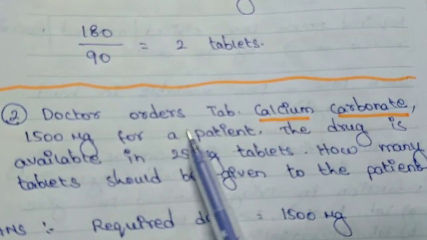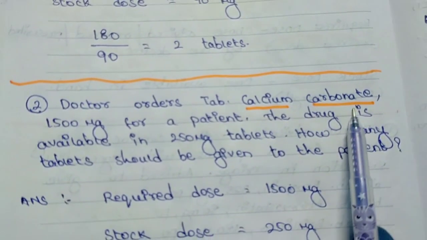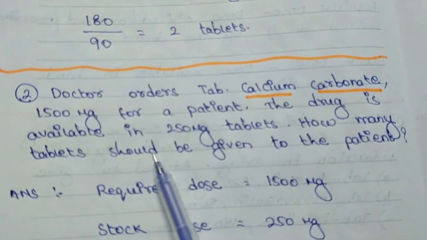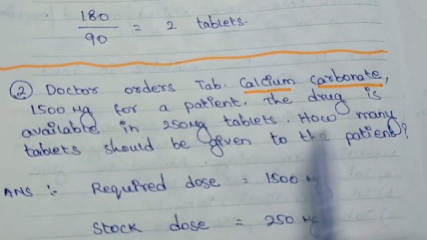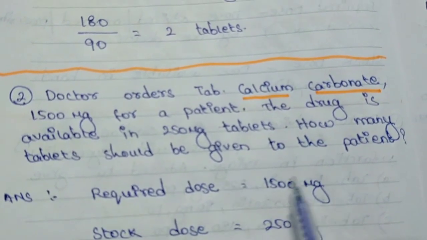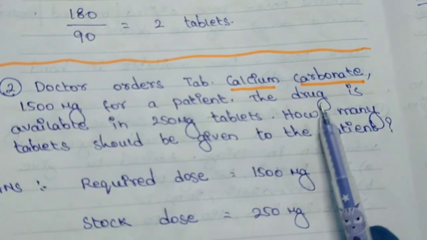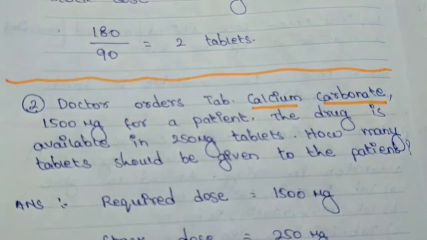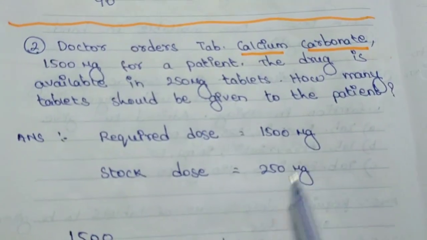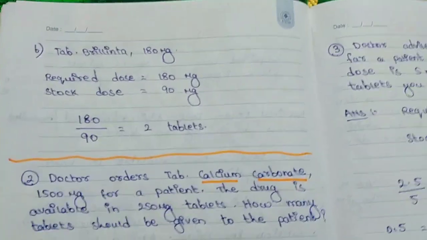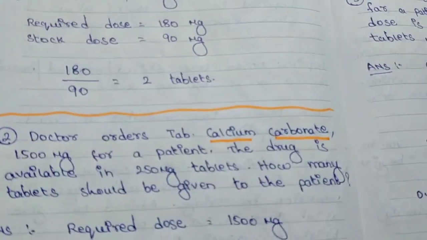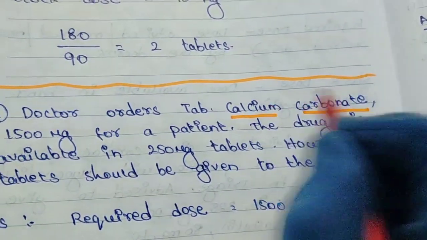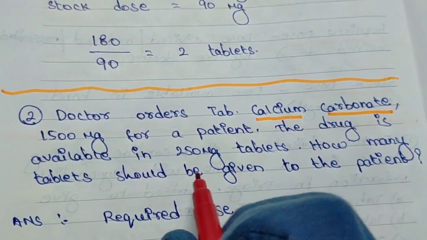The doctor ordered tab calcium carbonate 1500 mg for a patient, and the drug is available in 250 mg tablets. How many tablets should be given to the patient? Calcium carbonate, we know that it's a calcium supplement, it is an antacid too, and it is also a phosphate binder. Okay, so first we can do one thing. We can underline each and everything that we want. First of all, what drug are we talking about? Calcium carbonate. It is a calcium supplement, antacid, and a phosphate binder.